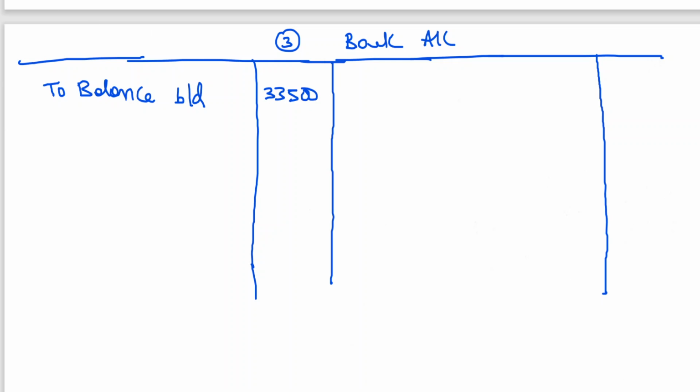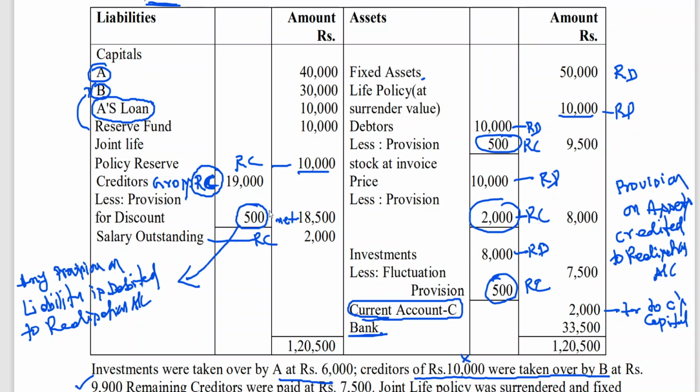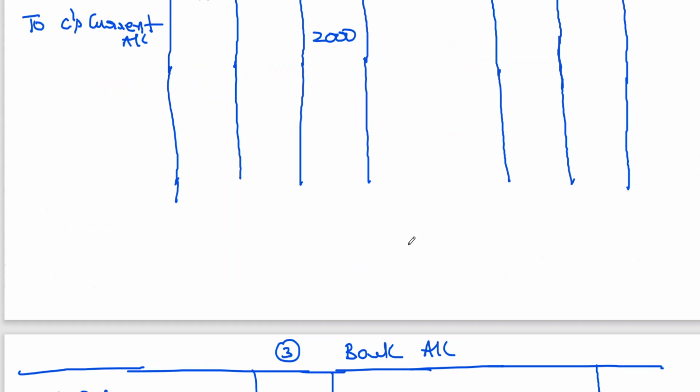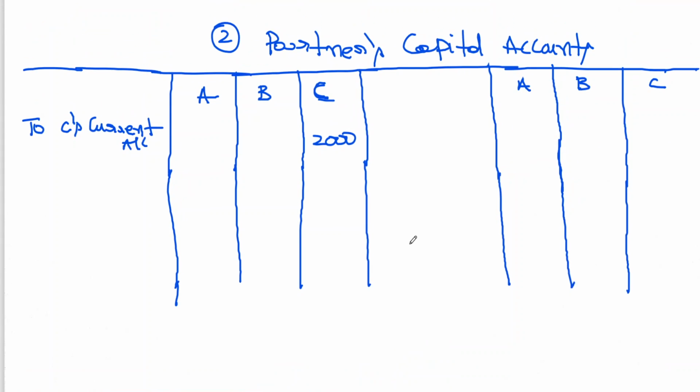$33,500. Okay, this is also completed. Now come back to the liability side. A's capital 40,000, B's capital 30,000, by balance brought down. A's capital 40,000, B's capital 30,000, C nil.